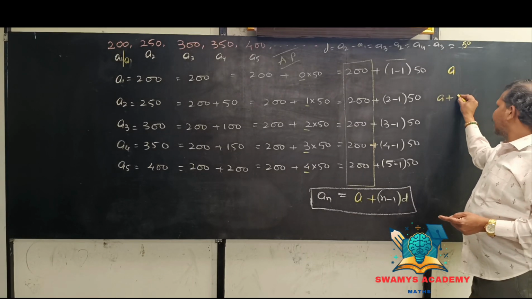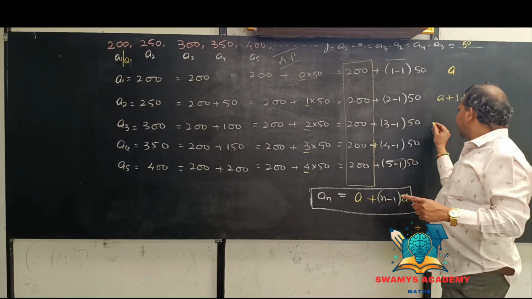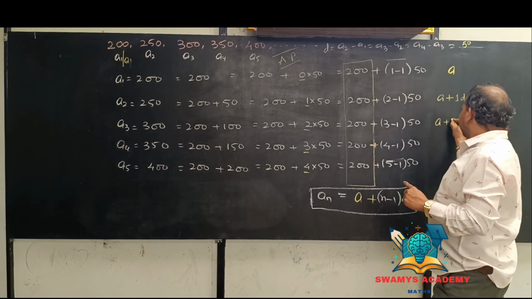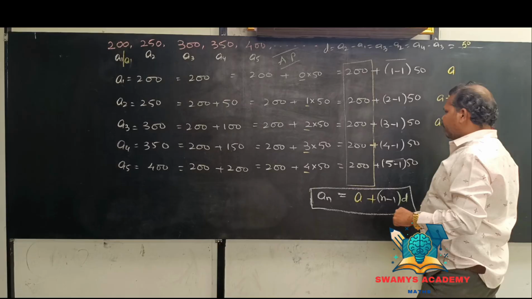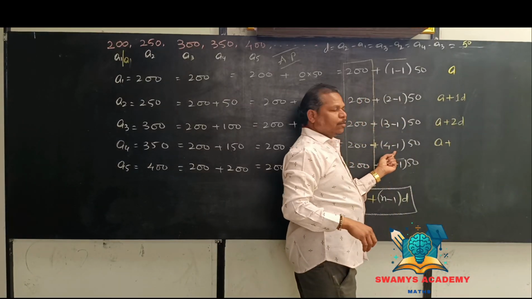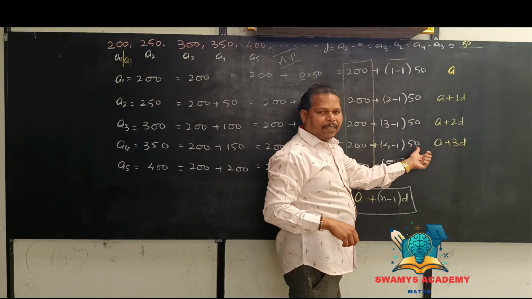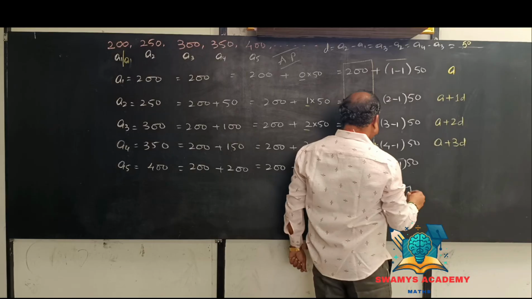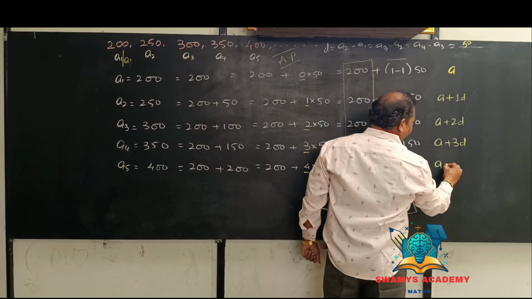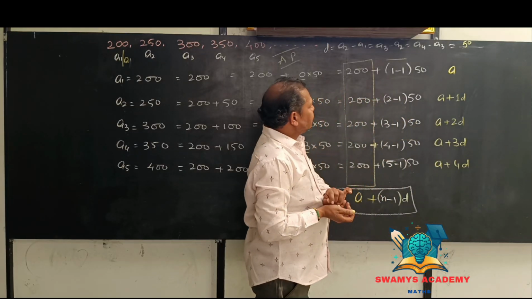That we take as d. So we take 1d. Next, 200 is a, 3 minus 1 is 2, 50 is here d. In the same way, here also a plus 4 minus 1, 3, d means here 50. So 50 is here d. Next here also the same, so 200 will be a, 5 minus 1 is 4, 50 is here d. So we come to know the answer here. So what is that?